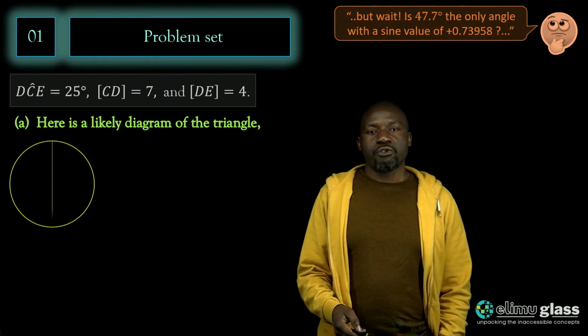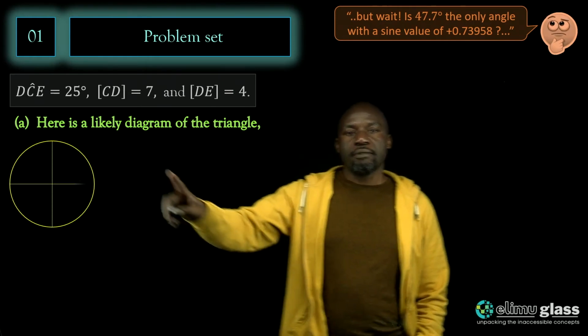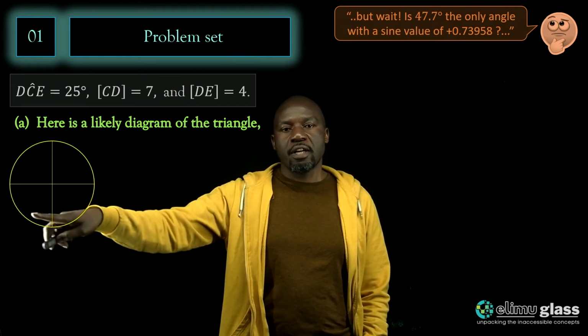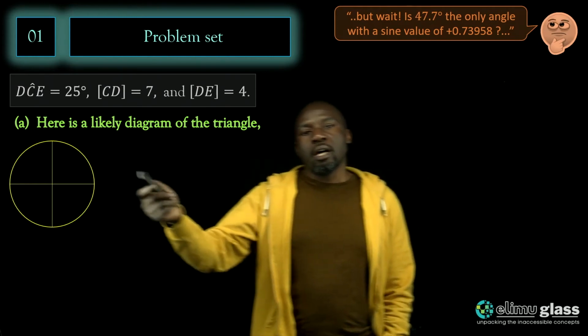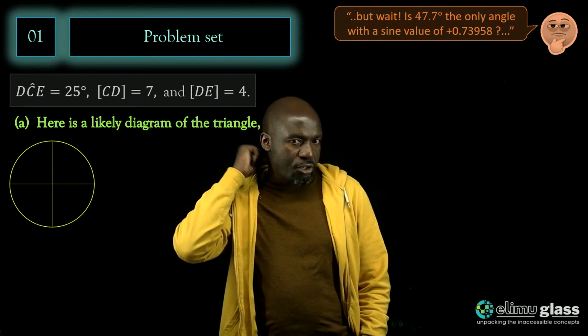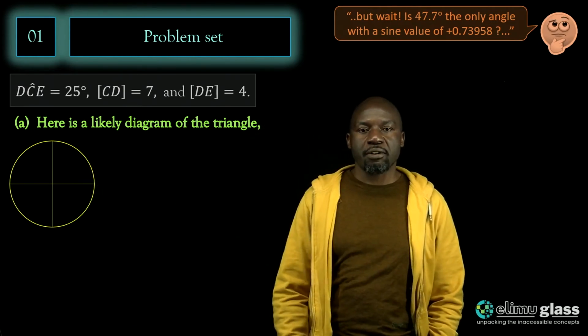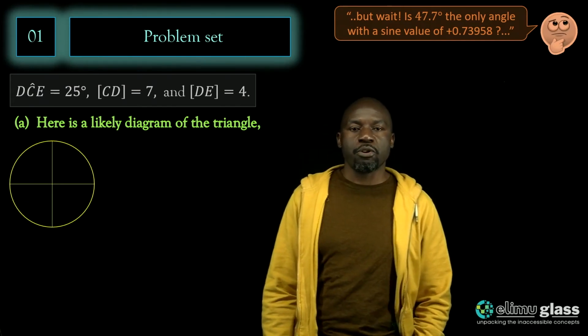It has 4 quadrants. This is the first quadrant, the second quadrant, third and fourth. We count the quadrants going anti-clockwise. So in the first quadrant, all trig ratios are positive. Sine, cosine, and tangent are all positive.